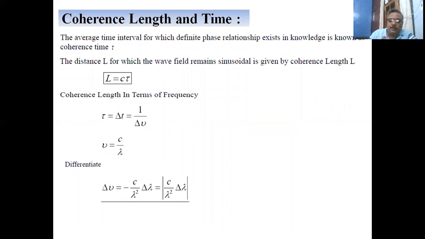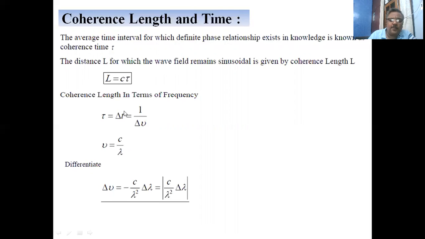Since spatial coherence is the coherence with respect to space and temporal coherence is with respect to time, the length over which the coherence is maintained in space is called the coherence length, and the time duration over which the coherence is maintained is called the coherence time, denoted by tau. These are related by the simple velocity relation, distance upon time: L is the distance, tau is the time, and c is the velocity.